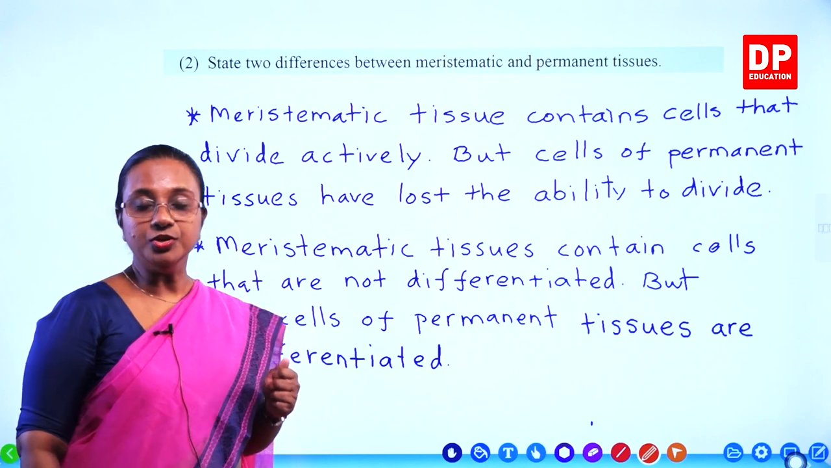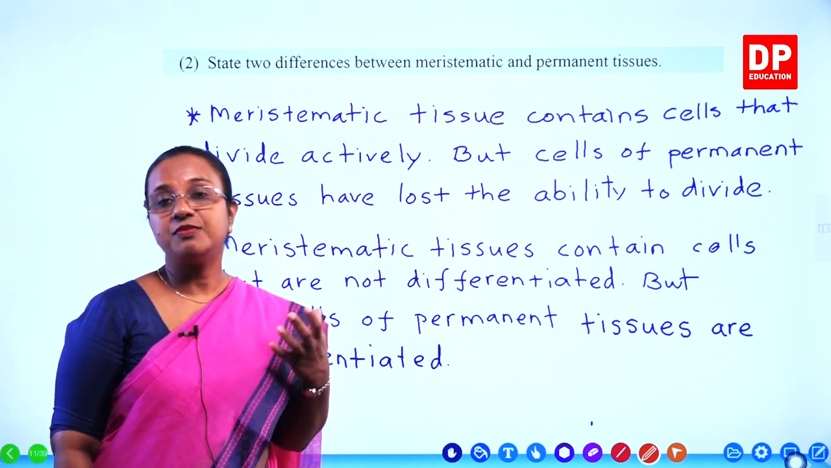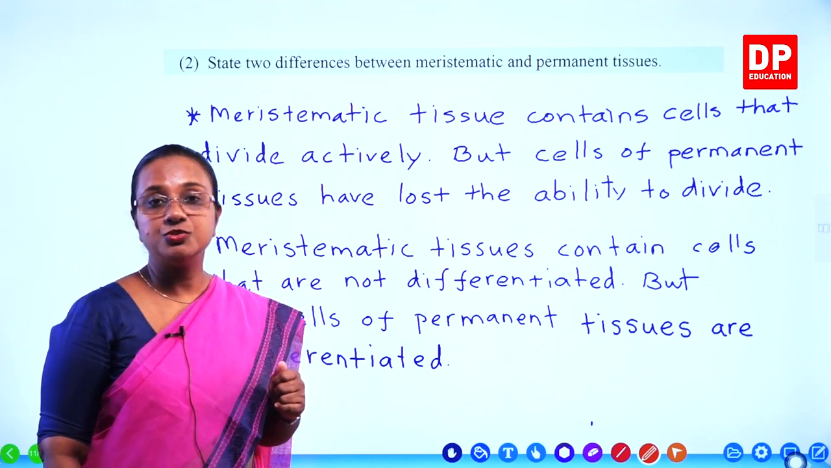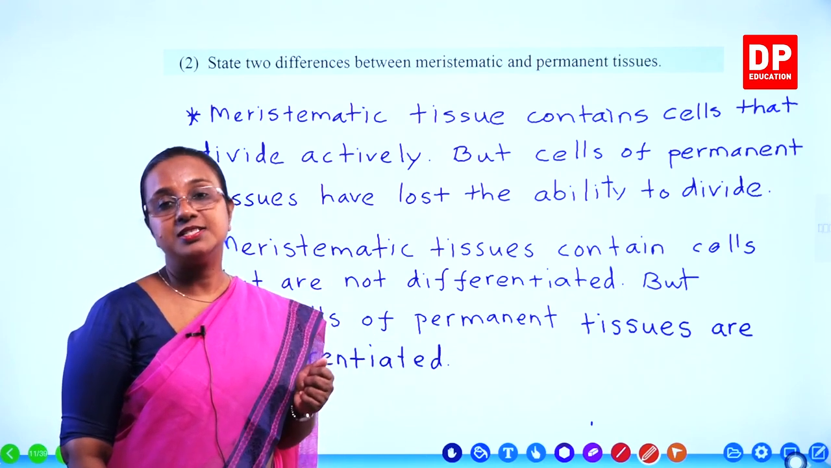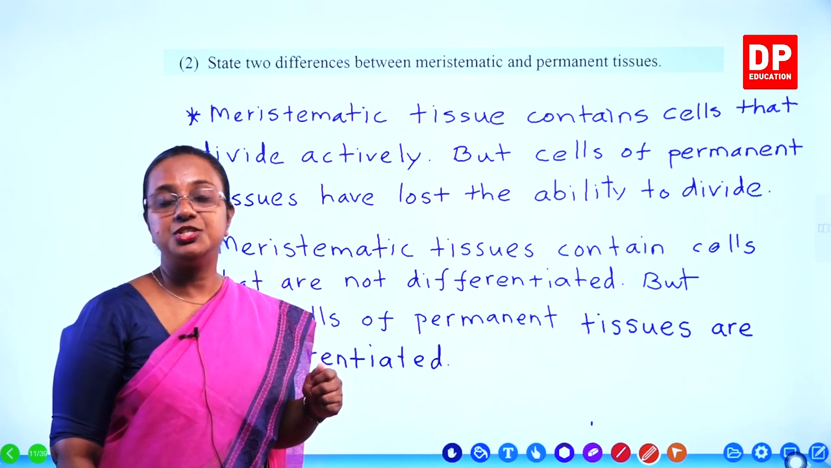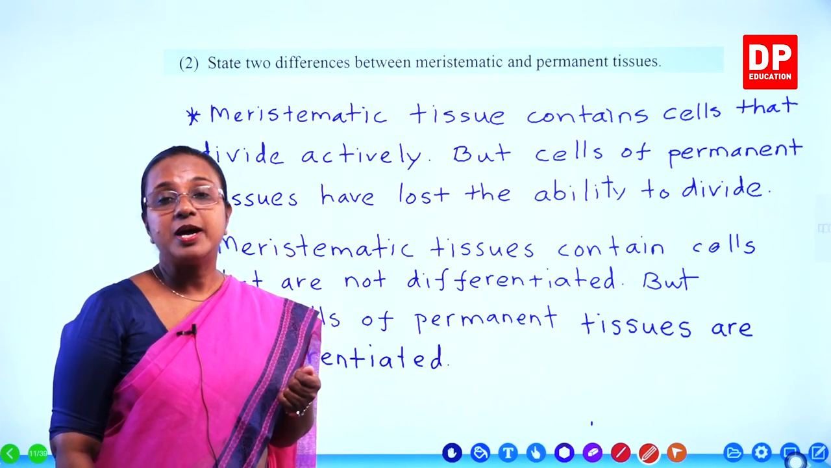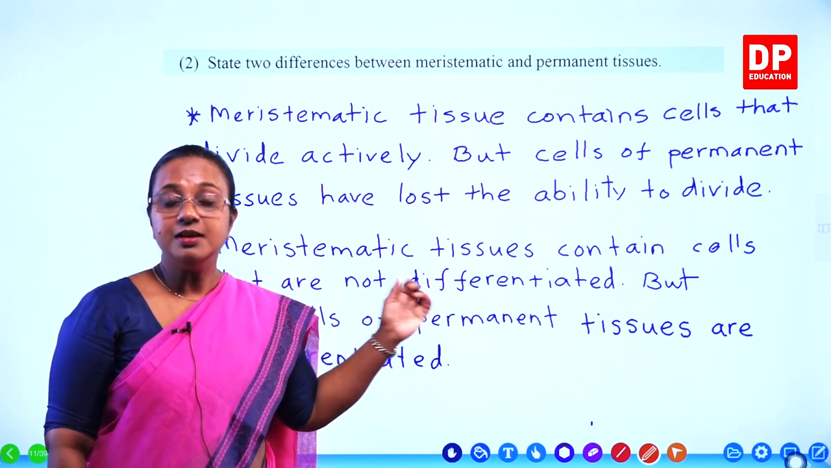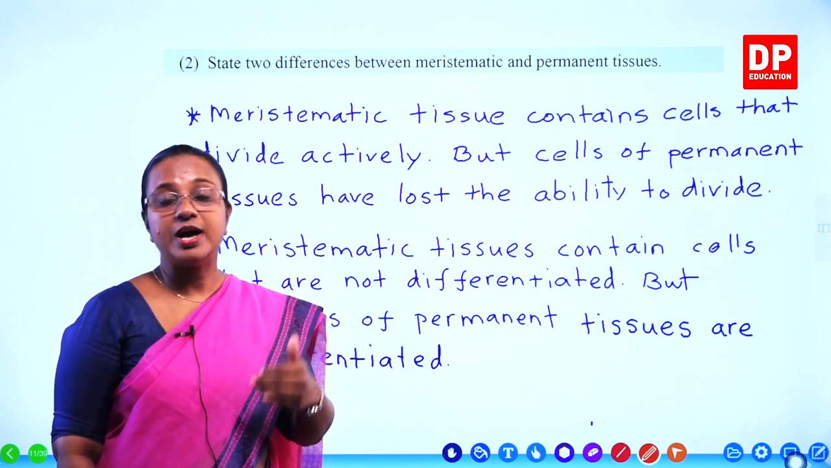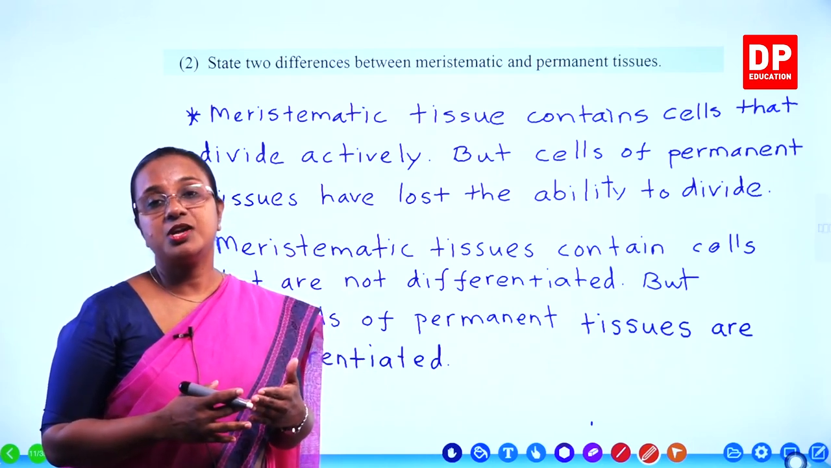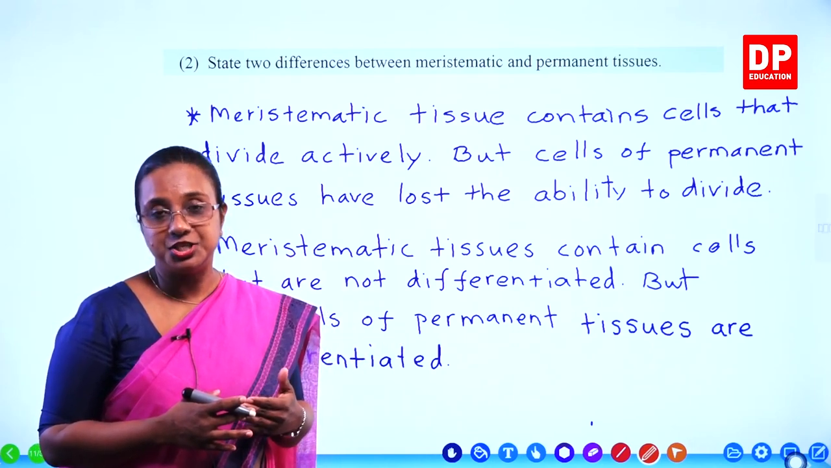You can also talk about the absence of a large central vacuole in the meristematic tissue and the presence of a large central vacuole in permanent tissues, as well as there are a large number of mitochondria present in the meristematic tissue, whereas there are a normal number of mitochondria present in the permanent tissues.